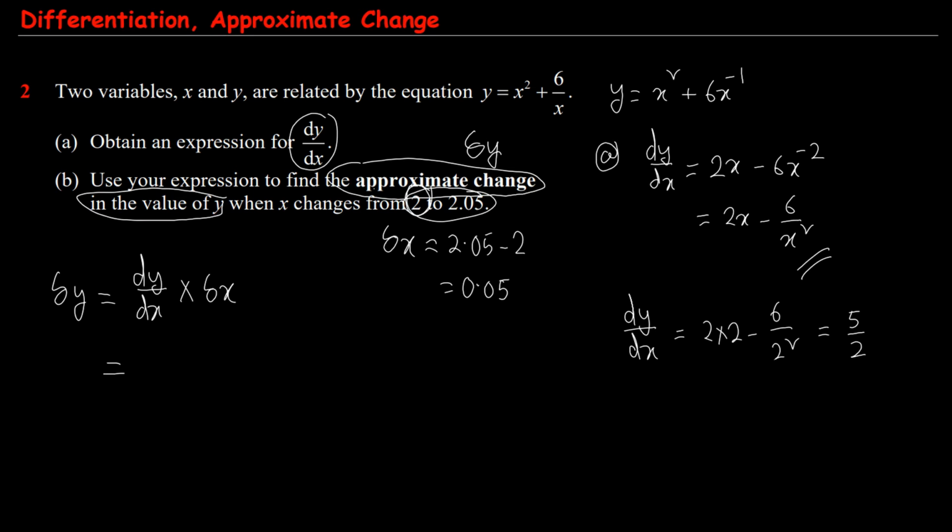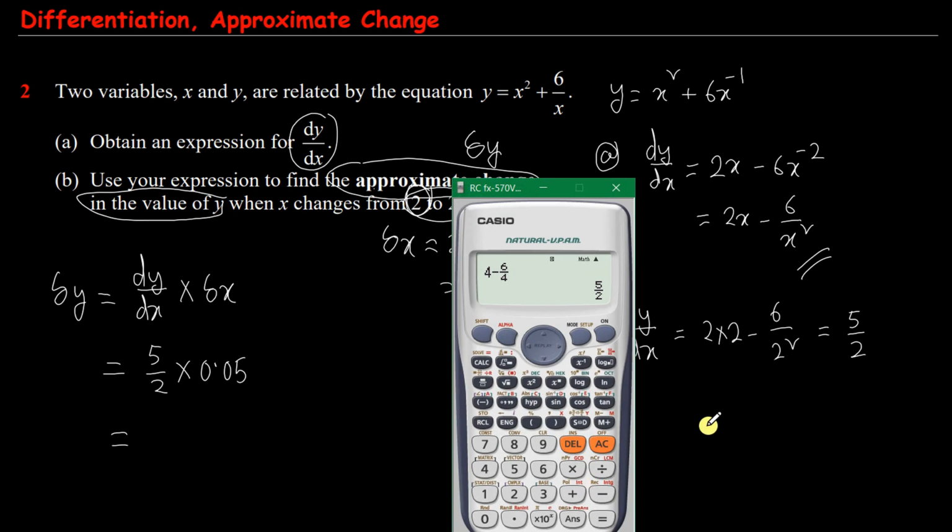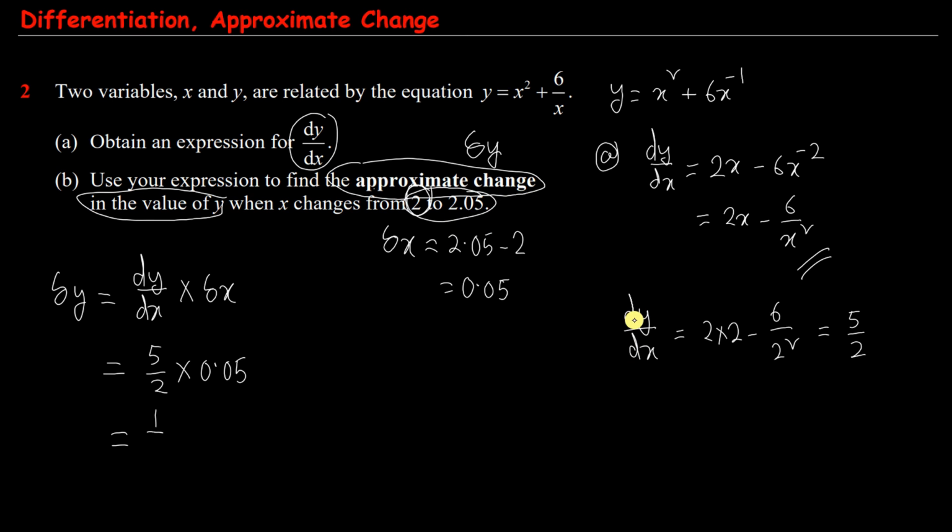So just put it in our main equation: 5 by 2 into delta x, which is 0.05. So finally we got from our main equation 5 over 2 into 0.05. It gives us 1 by 8. If we write it as a decimal, we can write 0.125. So 1 by 8 you can leave as your answer, or 0.125. This is our answer to this question.